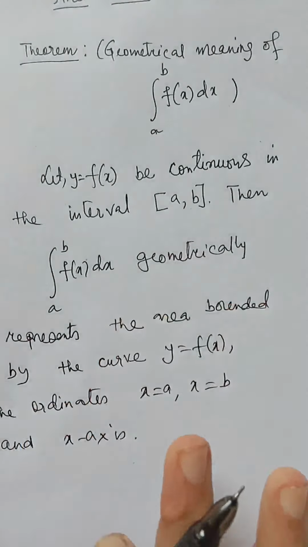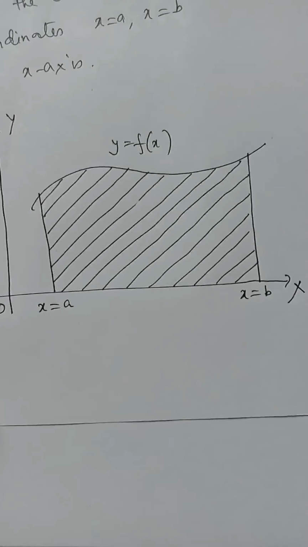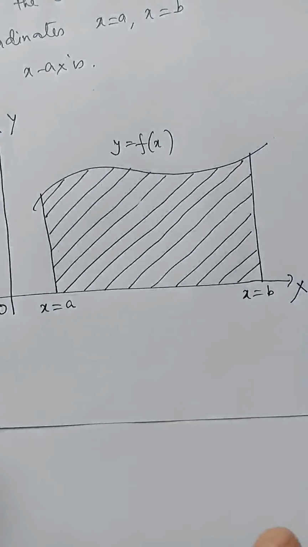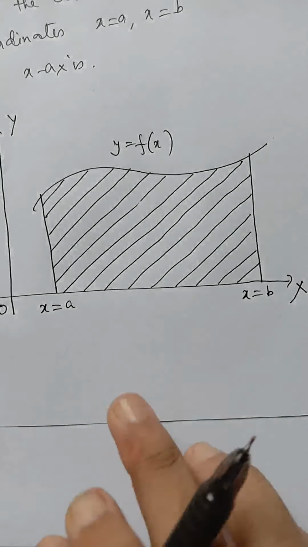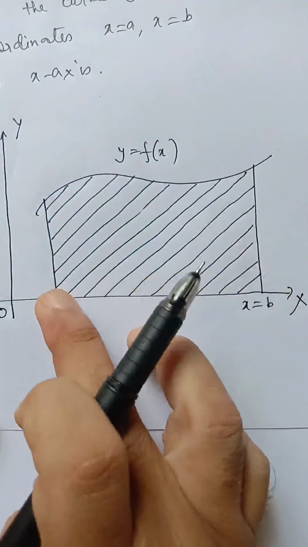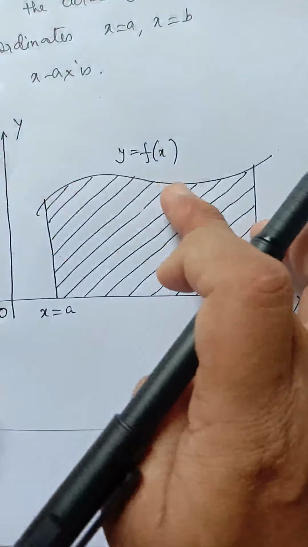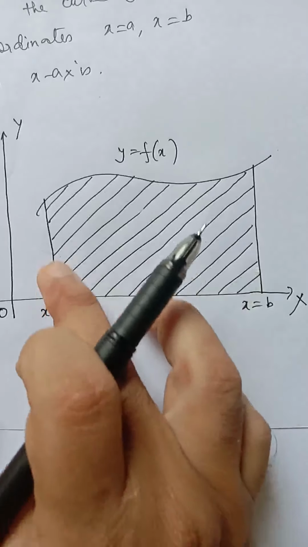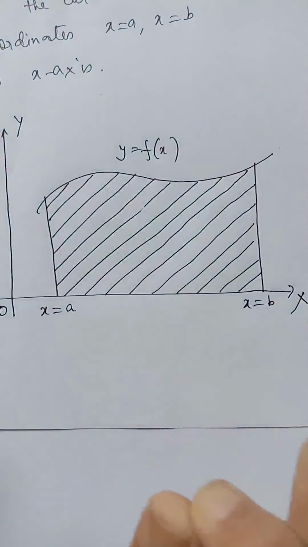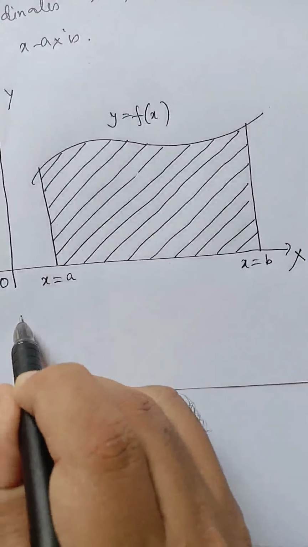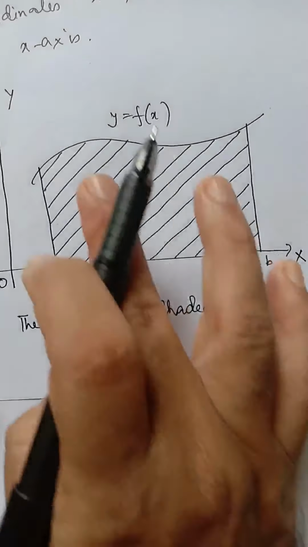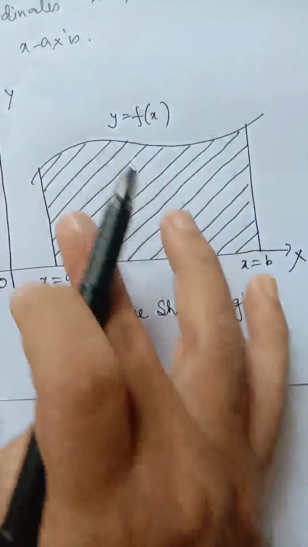Now let me explain this. Suppose we have to find the area of this shaded region. You can see the boundaries: the lines x equal to a, x equal to b, the x-axis, and the curve y equal to f(x). We have to find the area of this particular region. So how will you proceed? I am saying the simple way.